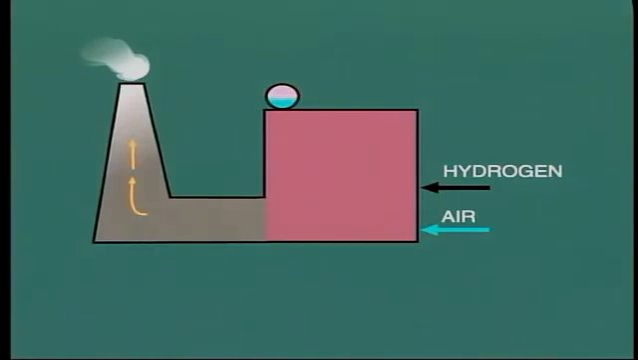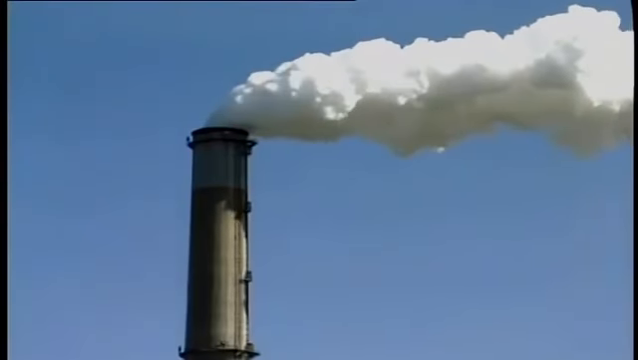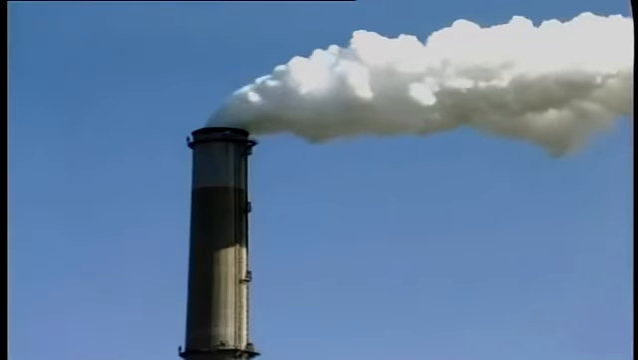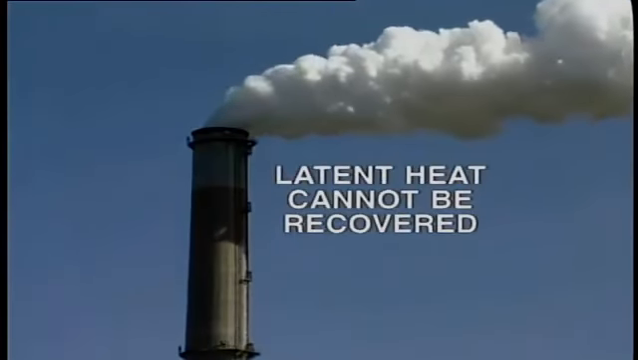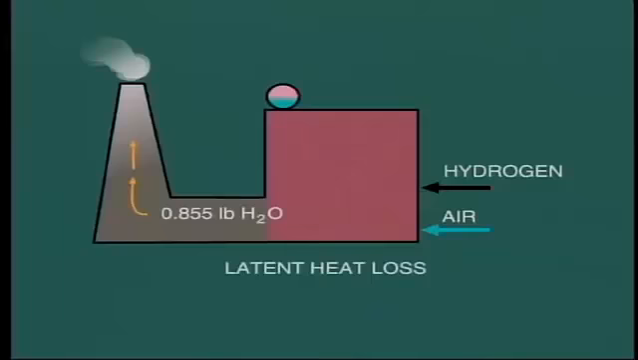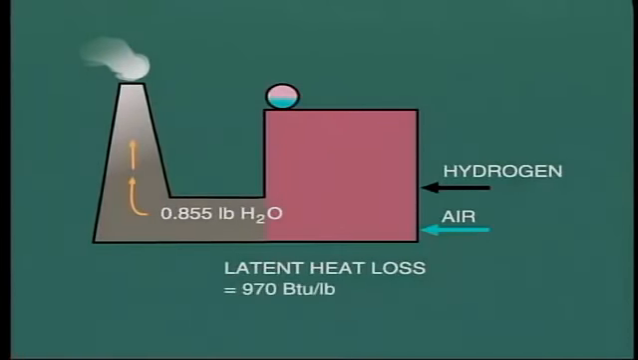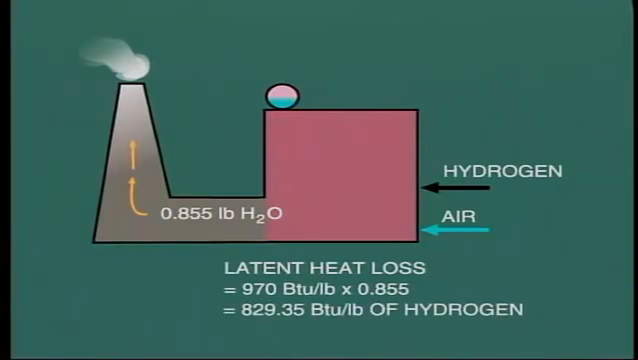produces water vapor. In the example studied, this came to 0.855 pounds of water for each pound of fuel oil burned. As we pointed out, this water is in the form of vapor as it passes on through the boiler and out the chimney to atmosphere. This means that the latent heat which is contained in this vapor cannot be recovered. This adds up to a fairly significant amount of heat, 970 BTU per pound of water. In the boiler in question, this represents a heat loss of 0.855 pounds times 970 BTU equals 829.35 BTU for each pound of fuel burned.